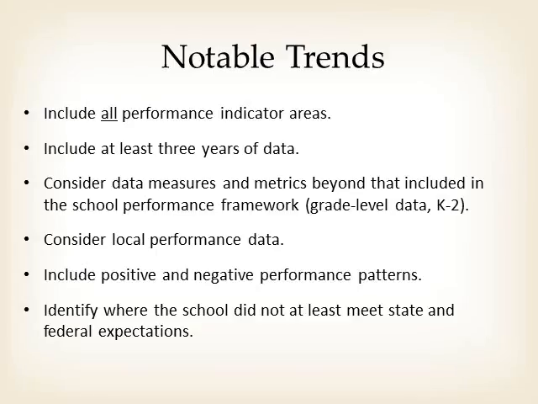They should consider measures and metrics beyond those that are included in the School Performance Framework Report. For example, they need to consider grade level results and K-3 literacy assessment results. They should consider the required state data, but also any available local data, including interim assessment results like NWEA, STAR, or Acuity. Trends should describe both positive and negative performance patterns. Trends must be included for any performance indicator or sub-indicator area where the school did not at least meet state and federal performance expectations.